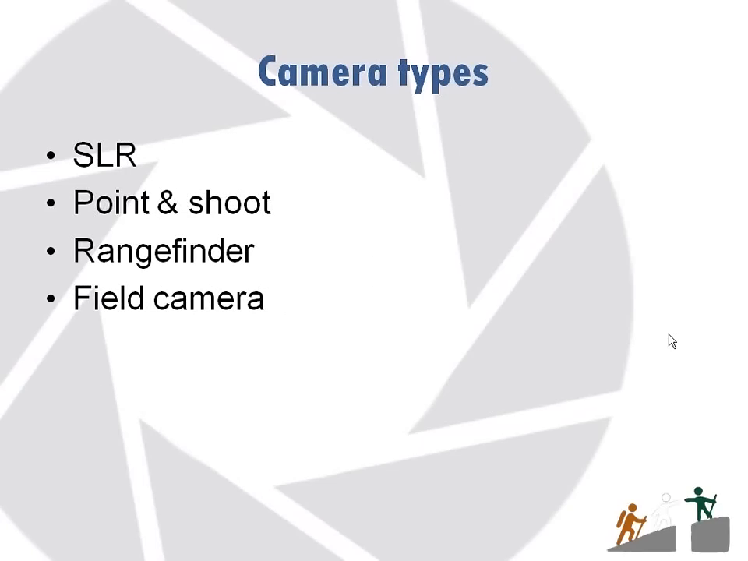So, just to give an idea on the camera types. SLR is basically a single lens reflex. Most of you have a single lens reflex digital SLR. I'll explain what an SLR is about. And the compact camera is the point and shoot one. Most of the people will be having it, you might have seen.